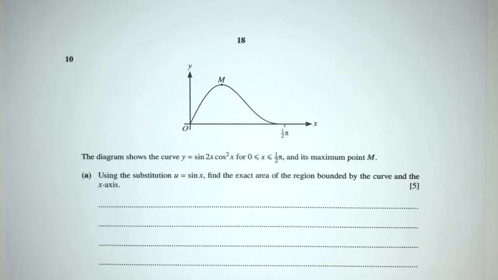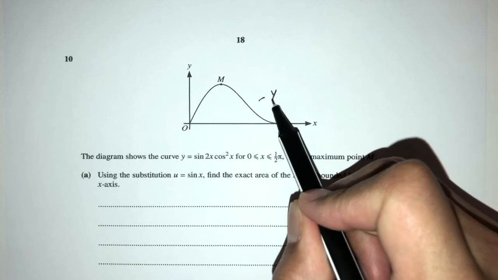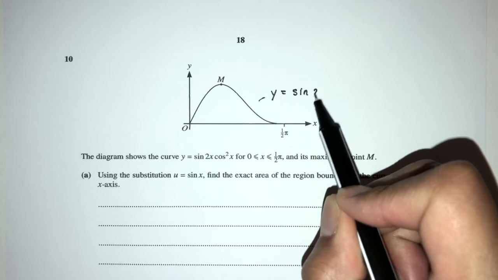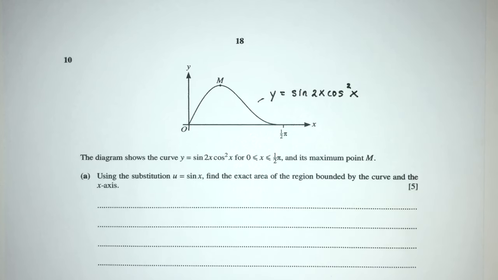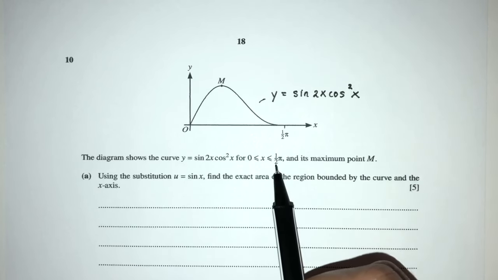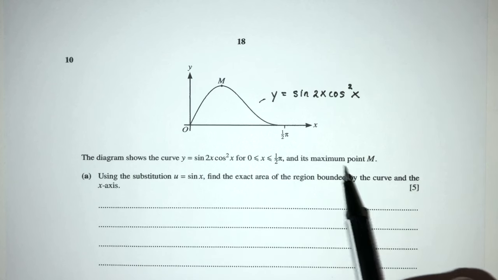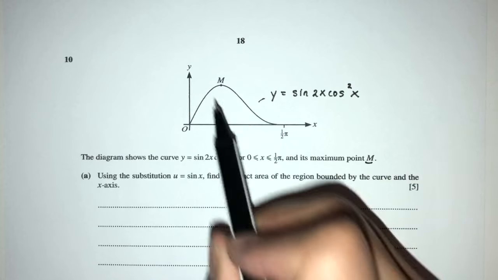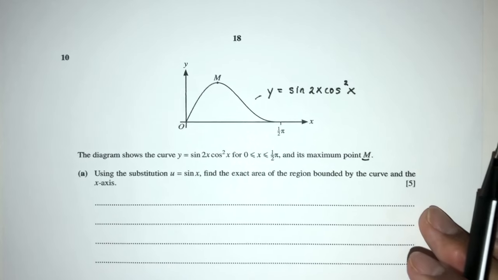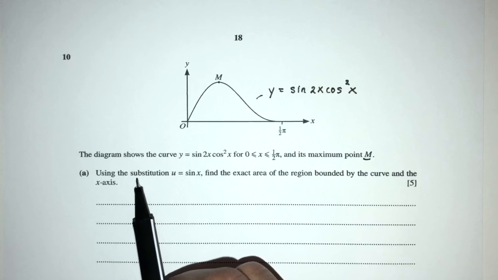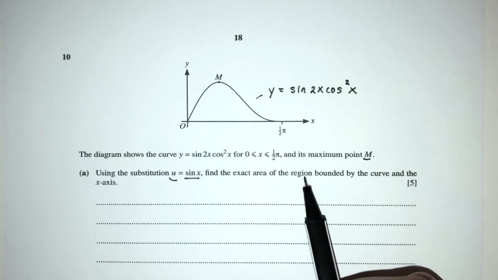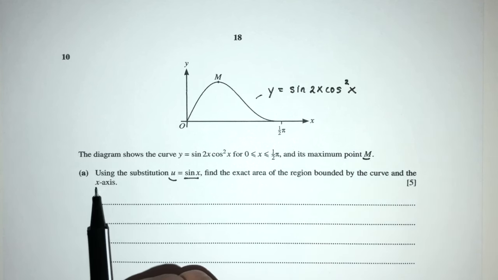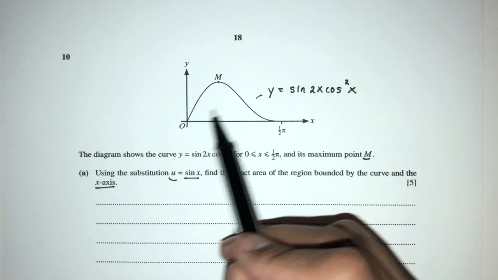Now let's move on to question number 10. So the diagram shows the curve y equal to sine 2x cos squared x, for the domain between 0 and half pi, which is 90 degrees, and its maximum point M. So this is the maximum point of the curve. Now for part A, we have to use the substitution u equal to sine x, and find the exact area of the region bounded by the curve and the x-axis. So we have to find the area below the curve.